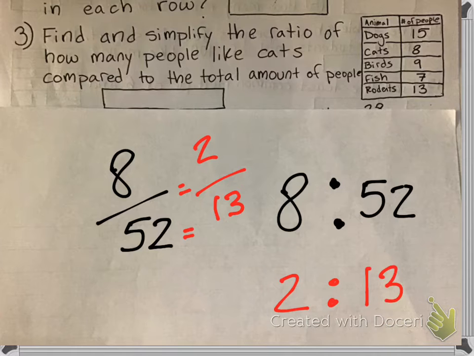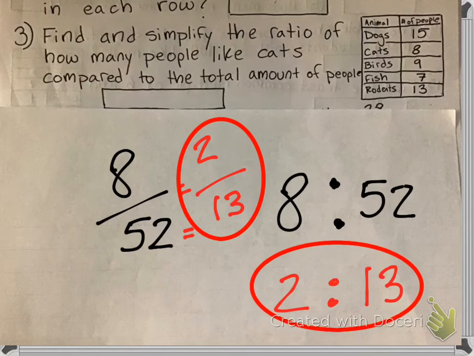Okay. Those are the 2 ways that we can write it. We can either write it as 2 over 13 or 2 colon 13. Both ways are ways that you'll see ratios. So don't be afraid if you see either way. You have to know that they can be written either way.